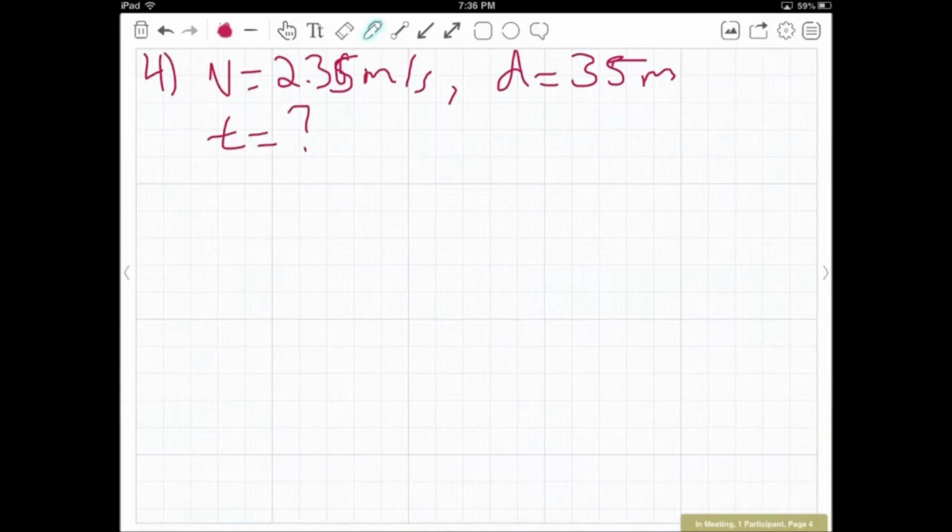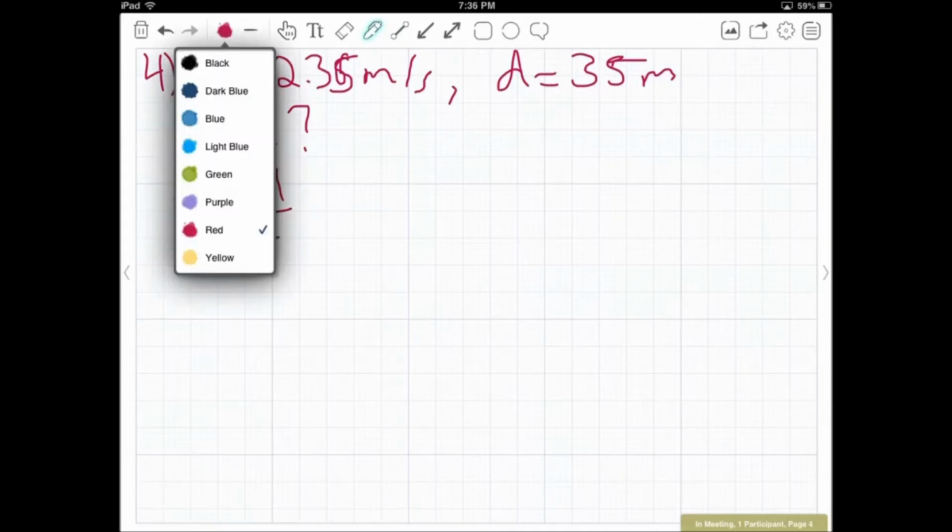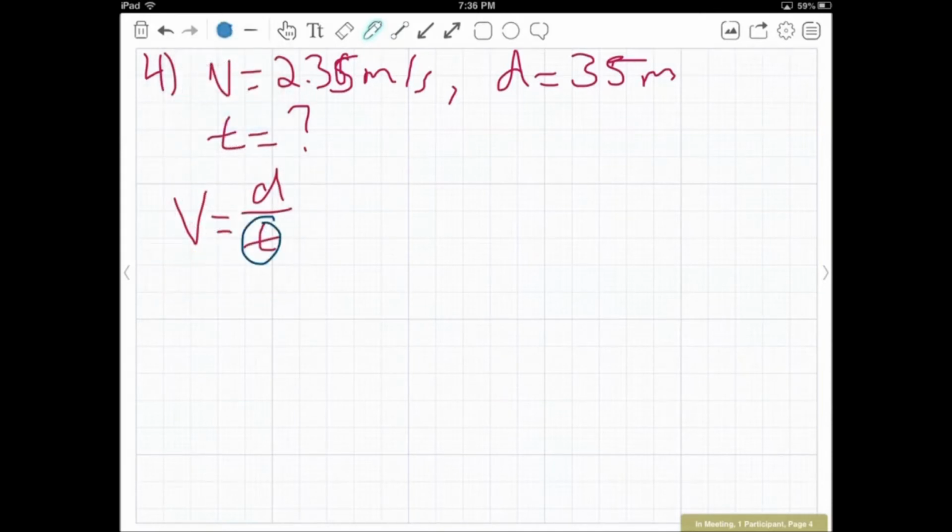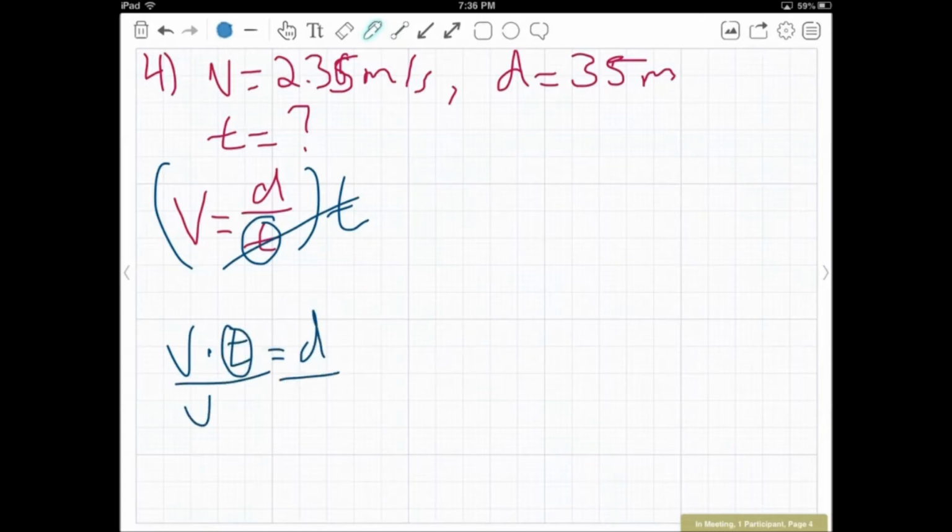Right, this is going to be this equation. Looking for t, I'm going to rearrange by multiplying both sides by t first. That cancels, so I get v times t equals d. One more step to solve for t, divide each side by v. So my equation will look like this: t is equal to d divided by v.